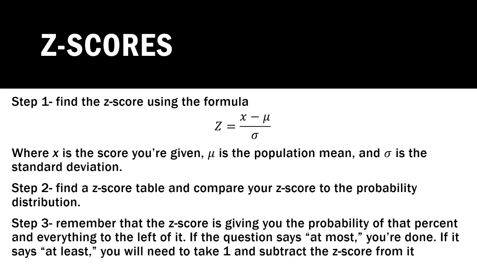So if the question says at most, at most 25% of the population does this, we're good. That makes sense because it's everything to the left of 25%. If it says at least, you'll need to take 1 and subtract that z-score from it. That way, we reverse it. We send that curve to the right instead of to the left. And now we find everything at that point and to the right.